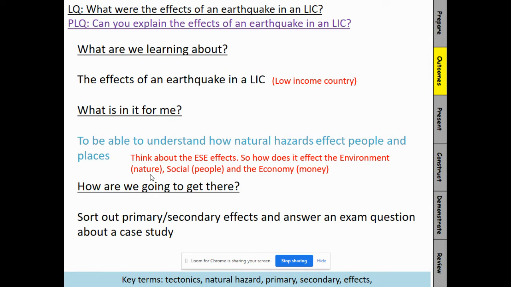We're going to be getting there by doing the same thing that we did in the last lesson. We're going to sort out the primary and secondary effects, and we're going to answer an exam question. We have got a video to watch as well, and I'm giving you quite a lot of the effects because I want to give you as much information as I can so that you can answer the exam question well. Not like the other lesson where I got you to write down loads yourself. You're still going to write down loads yourself, but I'm going to talk you through it.